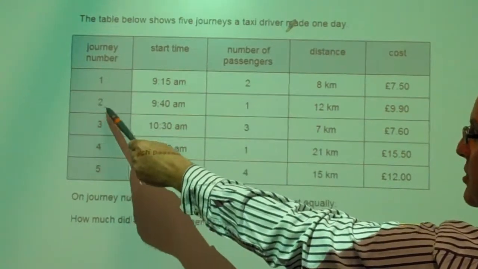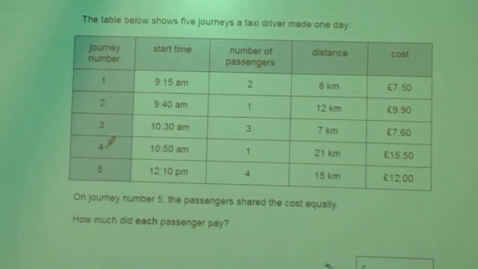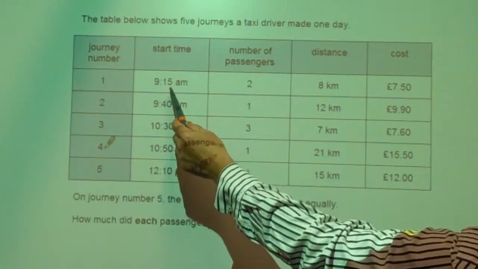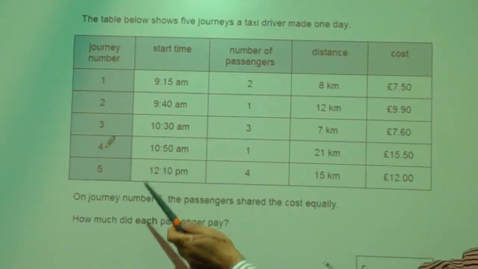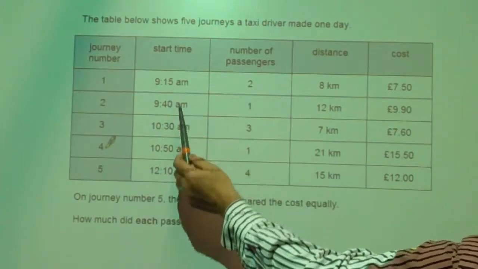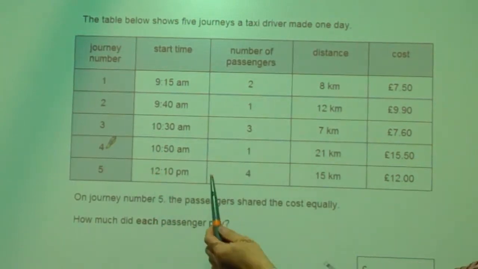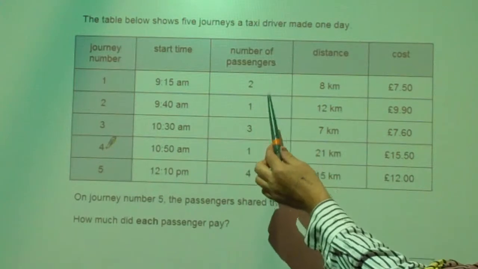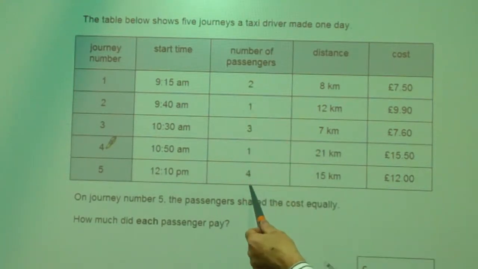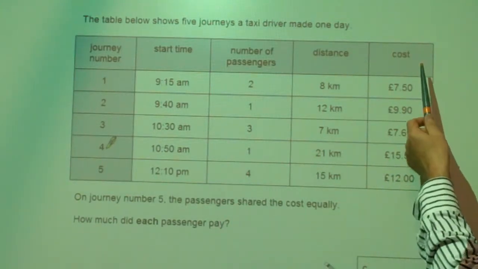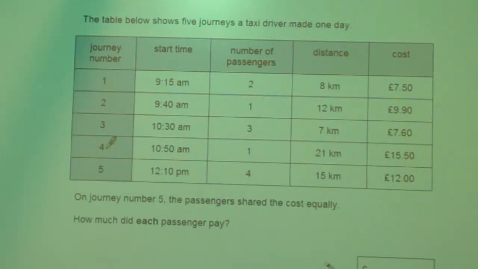Journey number. So this tells us the number of the journey that the taxi driver took. Start time, so this is the time that each one of those journeys took. Have a good look. His first journey started at 9:15 and his final journey started at 12 p.m, i.e. at midday, 10 past midday. Number of passengers that he took on those various journeys, the distance he travelled, and the cost of those journeys. So now it's going to ask you to interpret that information to answer various questions.